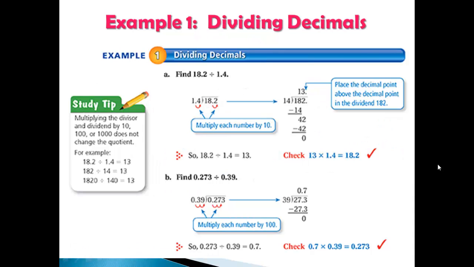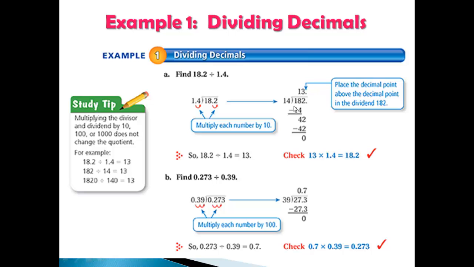For A, we're going to find 18 2/10 divided by 1 4/10. So our first step is to multiply each number by 10 because we want 1 4/10 to be a whole number. If we multiply it by 10, we'd move our decimal over one place, which would make it 14. So then 18 2/10, if we multiply it by 10, move our decimal over one place, would become 182.